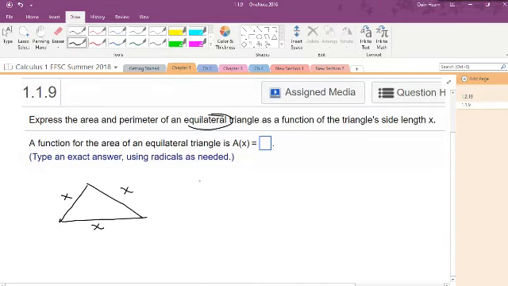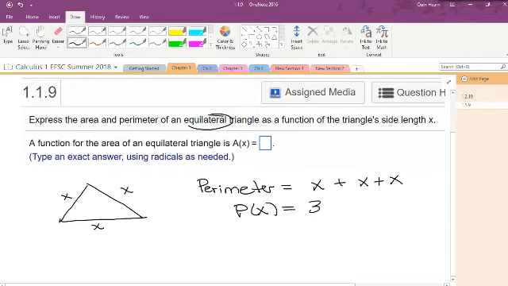All right, now when we talk about perimeter, we're just talking about the sum of all the side lengths, right? So the perimeter is just x plus x plus x, so that one's not too bad. So we could call it P of x equals 3x, and that's our perimeter.